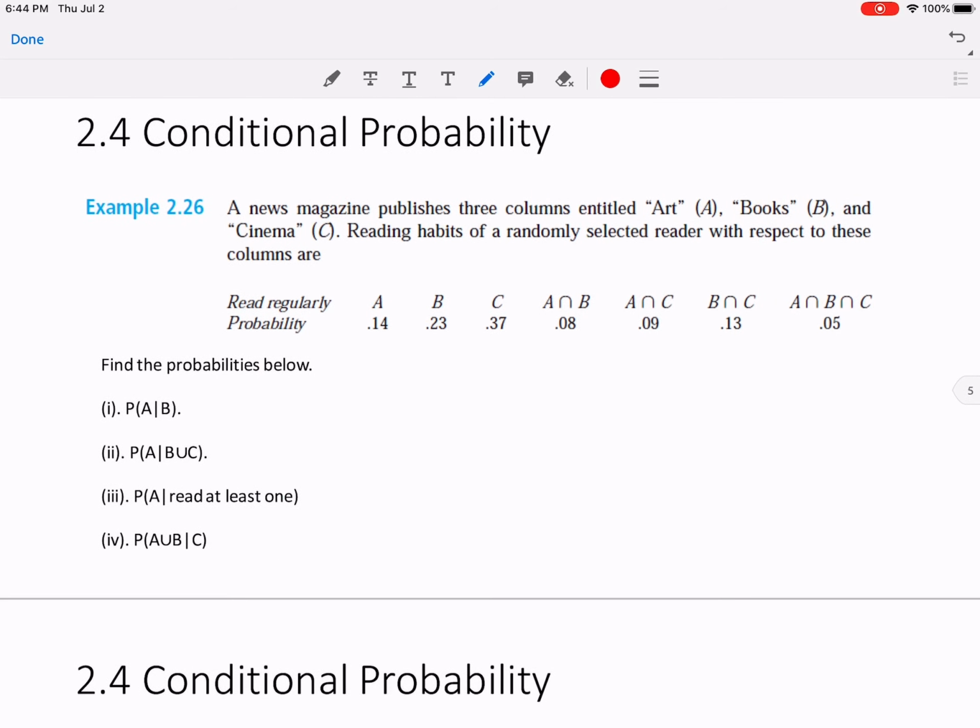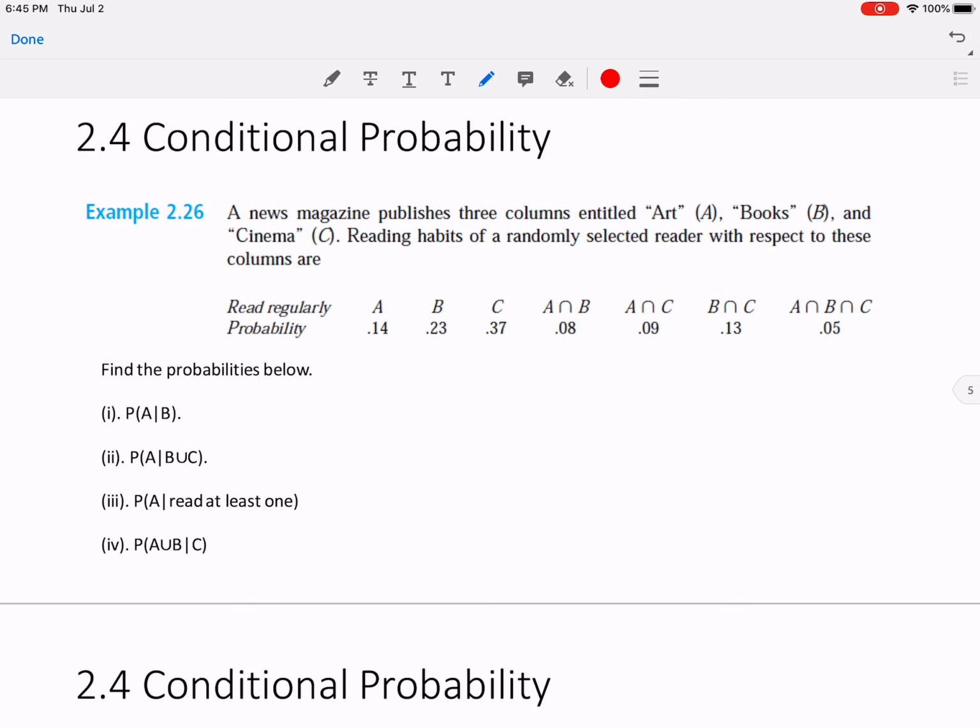Okay, once this makes sense, let's take a look at one more example. This is coming from the book as well. The problem says a news magazine publishes 3 columns titled Art, Books, and Cinema. So A, B, and C. So reading habits of randomly selected reader with respect to these columns are, so we have the probability of A is 0.14, probability of B is 0.23, probability of C is 0.37, and so forth. And we want to find the probabilities below.